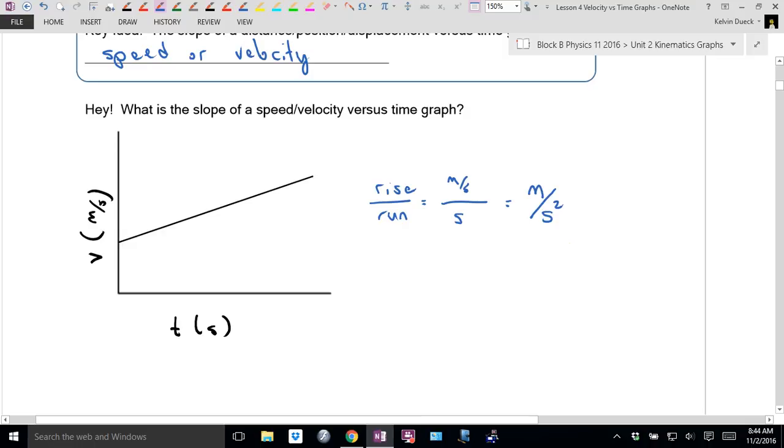Does anybody remember what meters per second squared was? Acceleration. The slope is acceleration, which I'm going to abbreviate for the rest of the year as Excel, because I tend to abbreviate.